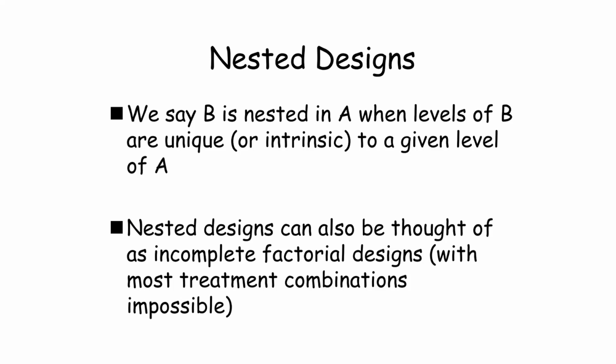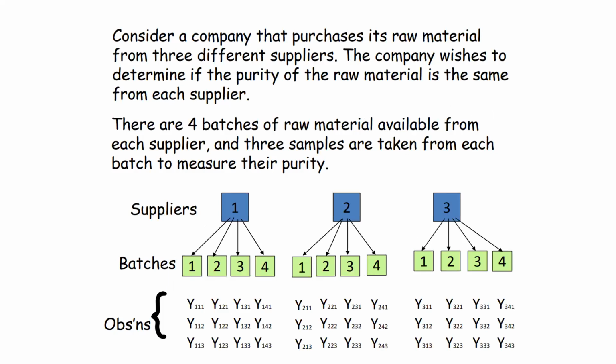Nested design is somewhat different from that factorial case. Consider a company that purchases its raw material from 3 different suppliers. This is a practical case. The company wishes to determine if the purity of the raw material is the same for each supplier.